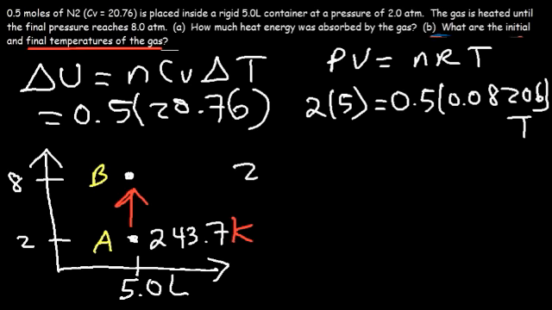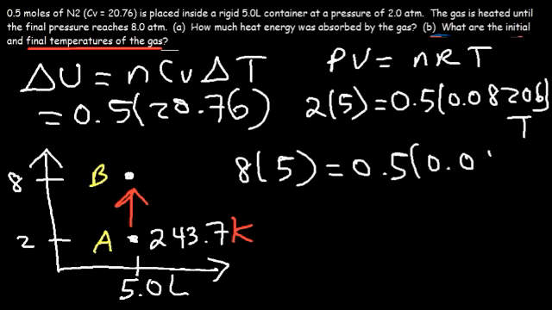This time the pressure is going to be 8 instead of 2. So basically, if the pressure is increased by a factor of 4, the temperature should be increased by a factor of 4. So if we multiply 243.7 times 4, it should be about 974.8. But that answer is a rounded answer because I rounded this answer. So let's use the equation. 8 times 5 divided by 0.5, that's 80, divided by 0.08206. So that's 974.9 Kelvin.